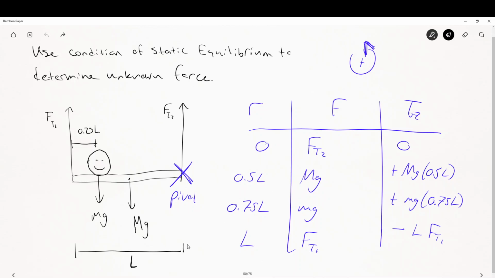Also, notice that the mass of the man, or the man's weight, is a distance of 0.75, 3/4 the length of the scaffolding instead of a quarter, right? Because this distance is 0.75 L.